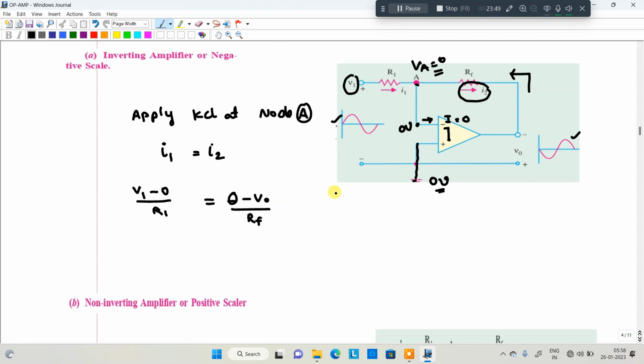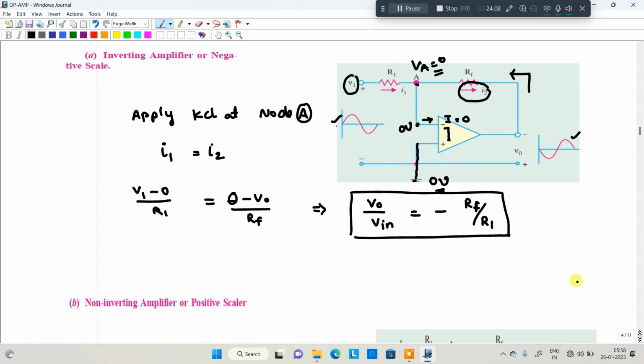Now we are going to simplify further. V0 by V1, or Vin. V0 by Vin is equal to minus RF divided by R1, or R input. This is the formula for the inverting amplifier. Okay. So in the case of the inverting amplifier, V0 by Vin is equal to minus RF by R1, or R input. That is for the inverting amplifier. Here the negative sign shows that the input is inverted and appears at the output. That is the conclusion.